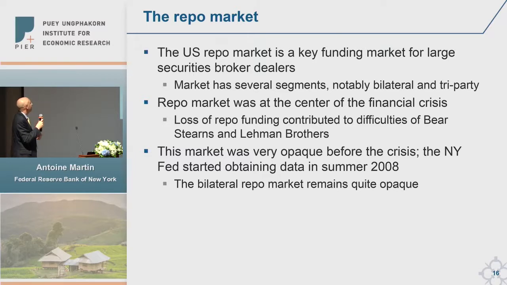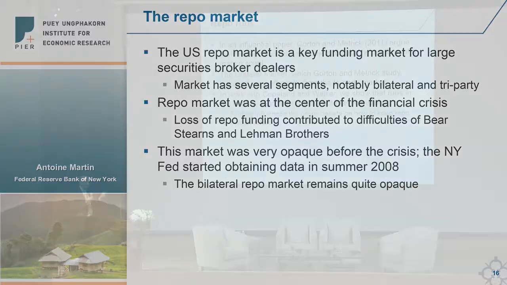This market was at the center of the financial crisis. Loss of repo contributed to difficulties of Bear Stearns and Lehman Brothers, who were big borrowers in that market. And this is a market that we knew was very big, that we knew was very important. We just had no data until 2008. It was incredibly opaque. And so with the failure of Bear Stearns, we realized that it was essential to get data as quickly as possible to understand what was happening better. So we started obtaining that data in the summer of 2008. It's now something that we get on a regular basis every day and in much more granularity. But starting in 2008, we started to be able to see something about that market. The bilateral repo market remains quite opaque, unfortunately.